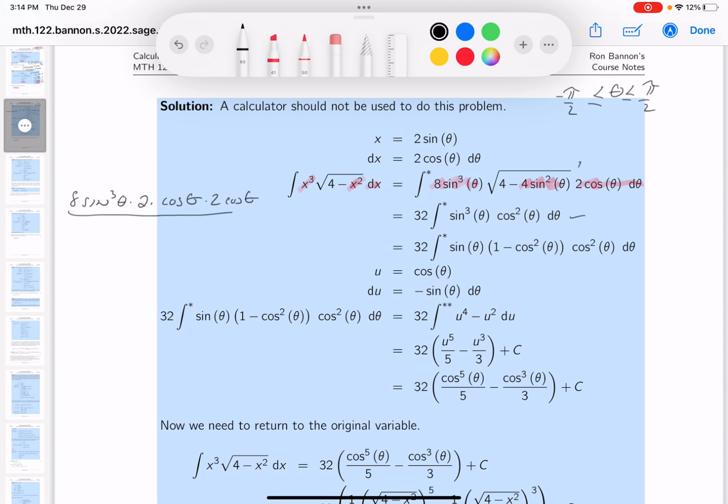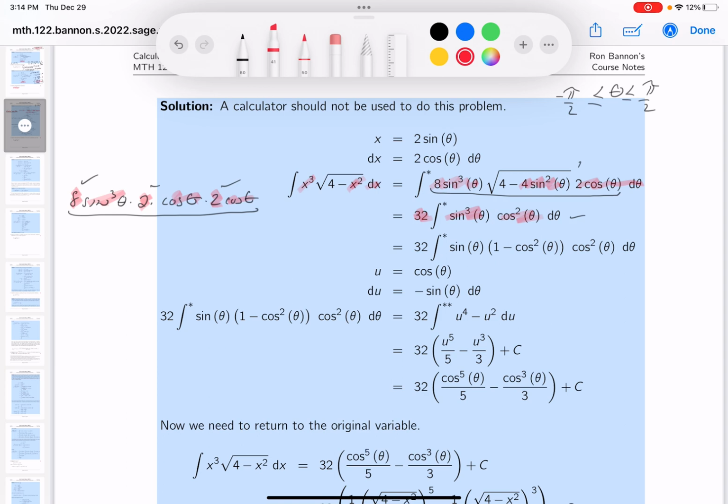And I just want to do this integrand. All right? I want to do this part over here. See if I get what they said I should get. Well, 8 times 2 is 16 times 2 is 32. I definitely see that. All right? Again, 8 times 2 is 32. I see the sine cubed, and I see the cosine squared. All right?